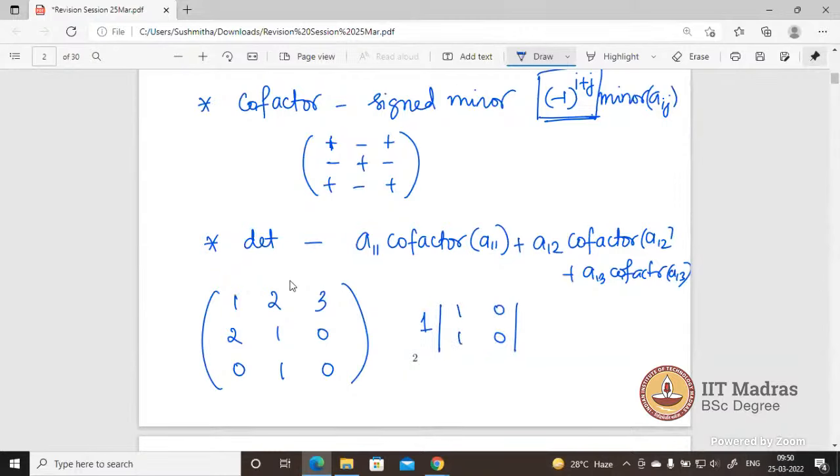And then as per this definition, it's going to be plus 2 into the cofactor corresponding to 2, in bracket -1 to the power 1 plus 2. Then you will have 0, 0, 0. And then A13, that is 3 into the determinant of 2, 1, 0, right?